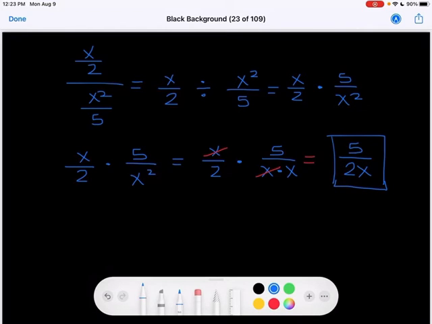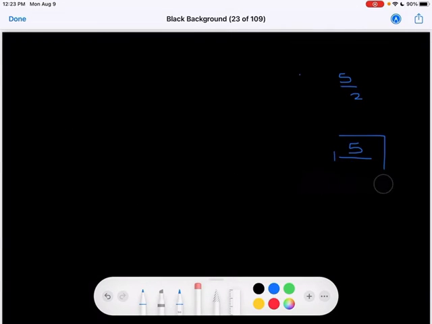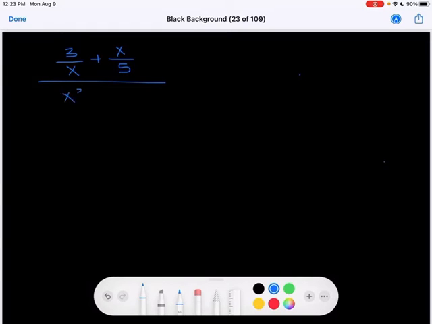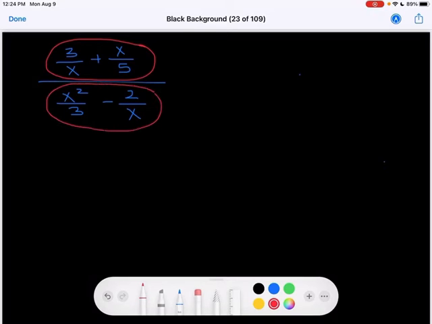All right, let's look at one that's a little bit more complicated. So let's say that we have 3 over x plus x over 5 all over x squared over 3 minus 2 over x. Okay, so what I'm going to do first before I rewrite this is I want this to be one fraction, and I want this to be one fraction. And then we can do it like the previous one. But in order to get this 3 over x plus x over 5 to be one fraction, I've got to get a common denominator. So I'm just going to work with this one first.